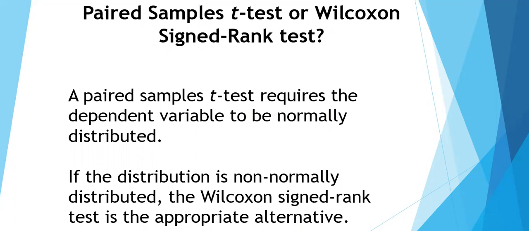Recall that a paired samples t-test does require that the dependent variable should be normally distributed. If you find that variable is not normally distributed, then the appropriate non-parametric alternative is the Wilcoxon signed rank test. Remember that paired samples generally refers to a pre-test, post-test design of a single sample, where you have the same group of participants assessed repeatedly. This is very different from an independent sample scenario, where you are comparing two totally different groups of people.